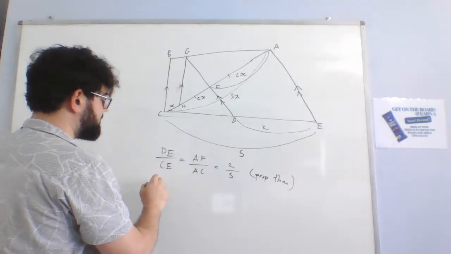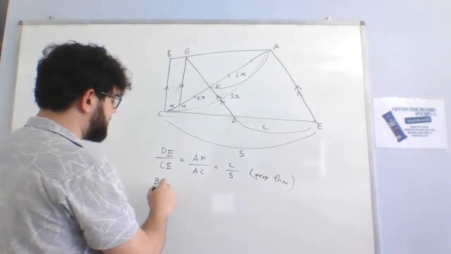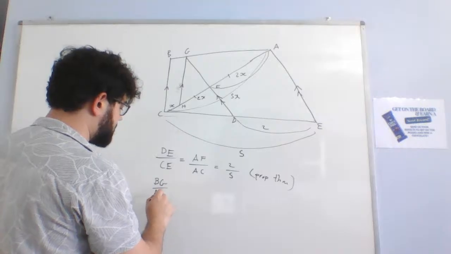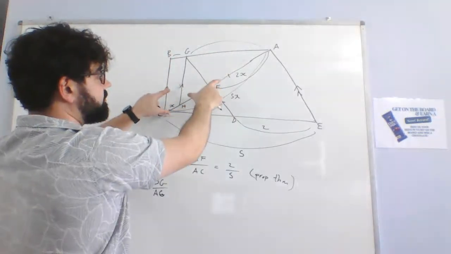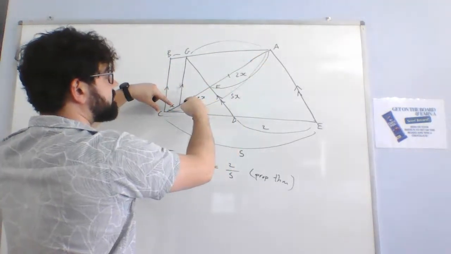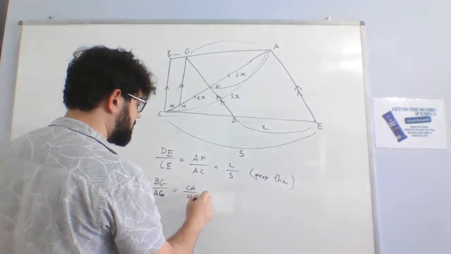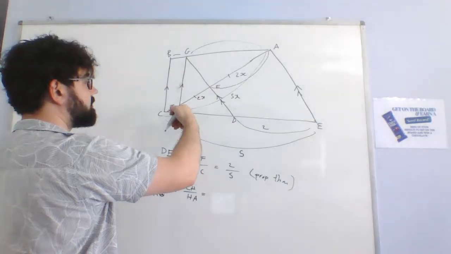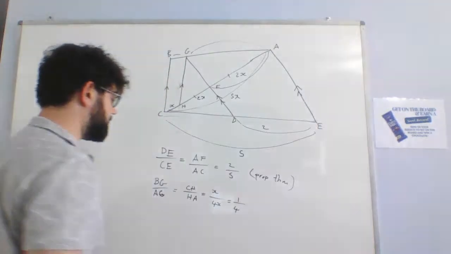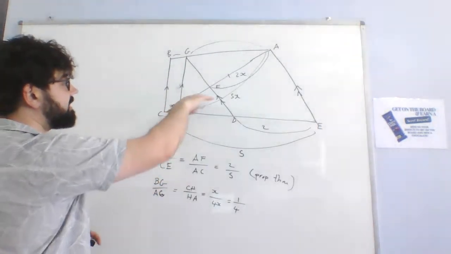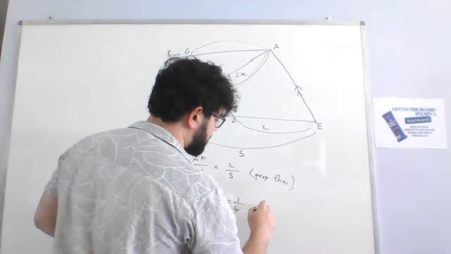So luckily there's no real working for this. We'll say that BG over GA, or BG over AG, right? This side and that side is going to be equal to CH over HA, which is equal to X over 4X. And that's just 1 over 4. Okay. So the reason here is going to be Proth theorem because as we make that ratio, we're also bringing it across the triangle to BG and GA. So that's going to be Proth theorem.